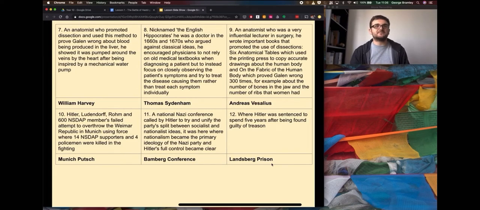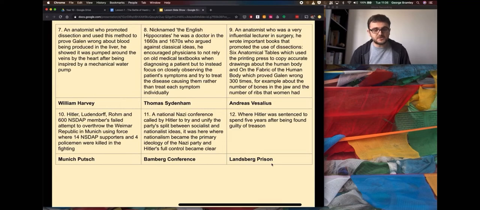7 is William Harvey, the man who challenged Galen's ideas and proved that blood was pumped around the body by the heart. The way to remember that is Harvey Hart. 8 is Thomas Sydenham, the man who told physicians to observe patients during the Renaissance. 9 is Andreas Vesalius.